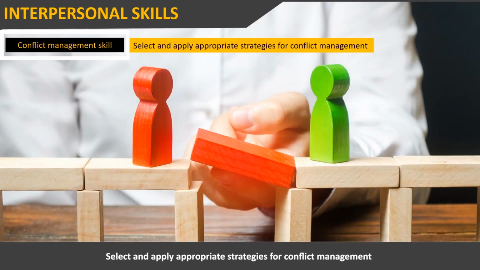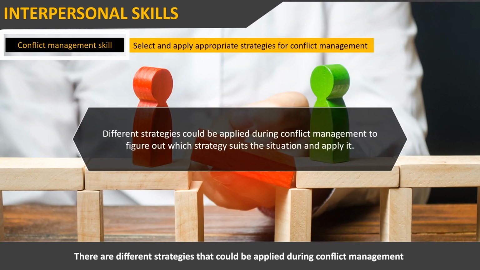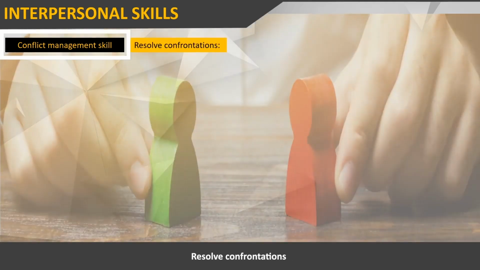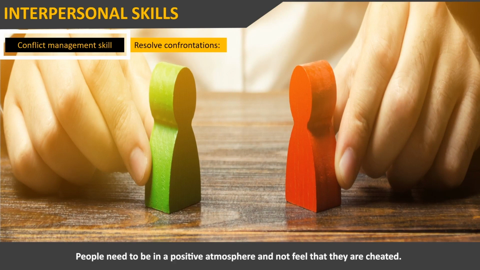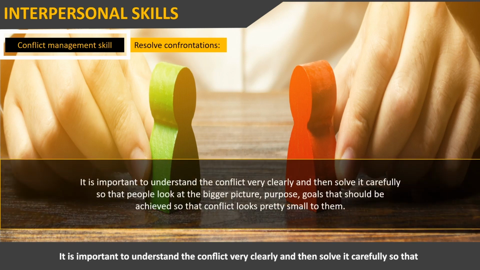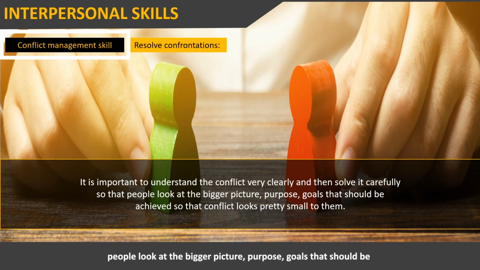Select and apply appropriate strategies for conflict management. There are different strategies which could be applied during conflict management. Figure out which suits the situation and then apply that. And resolve confrontations, right? Whatever confrontations, they need to be resolved. People need to be in a very positive atmosphere. People need to not feel that they have been taken for a ride or cheated. It's important to understand the conflict very clearly and then solve it carefully, wherein people should look at the bigger picture, the purpose, the goal that needs to be achieved, and then the conflict itself looks pretty small in front of them.